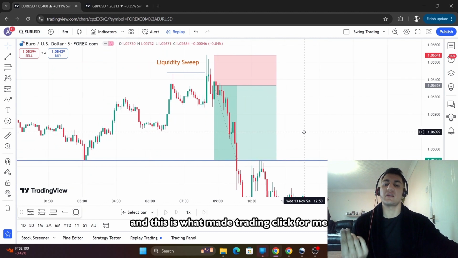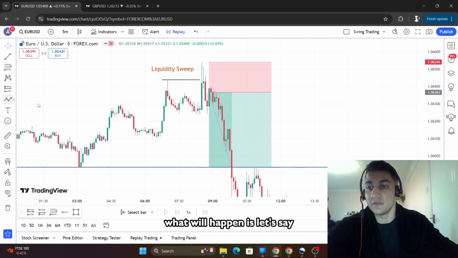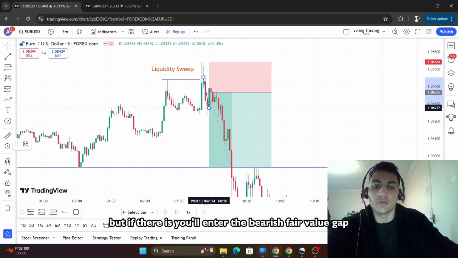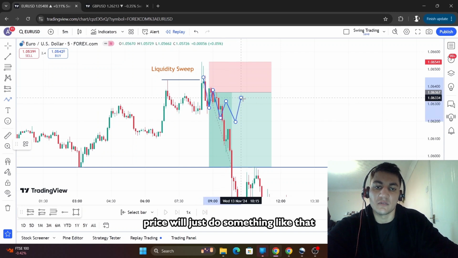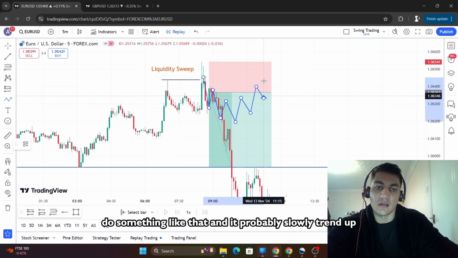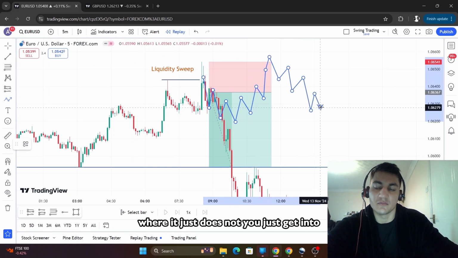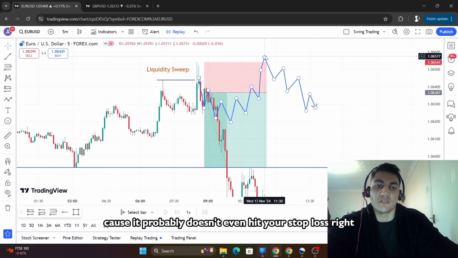And this is what made trading click for me. Because if you're in the exact same trade in GBP USD, there probably won't even be a bearish fair value gap, but if there is, you'll enter it, get maybe a tiny move down, then price will slowly trend up, hit you out, and then slowly go back down. How many times have you been in a move like that where it just does nothing? You get into it, it does nothing, and you have to close it manually because it probably doesn't even hit your stop loss, right?